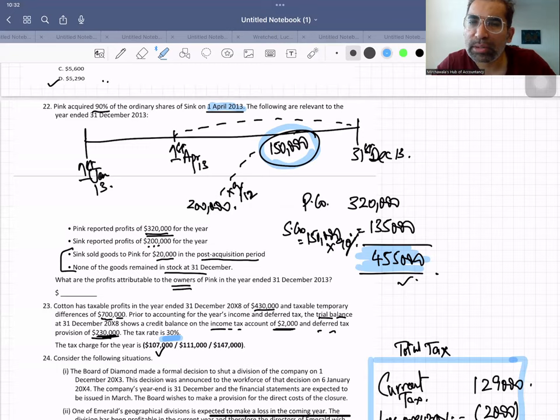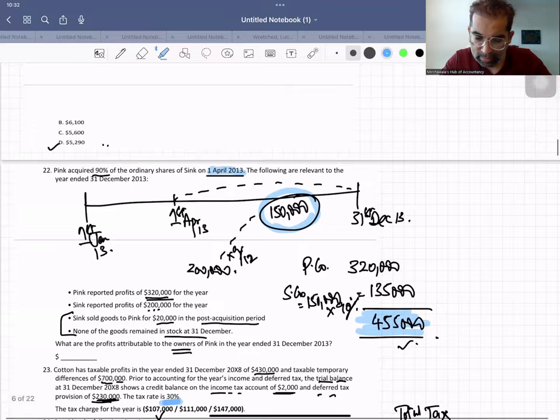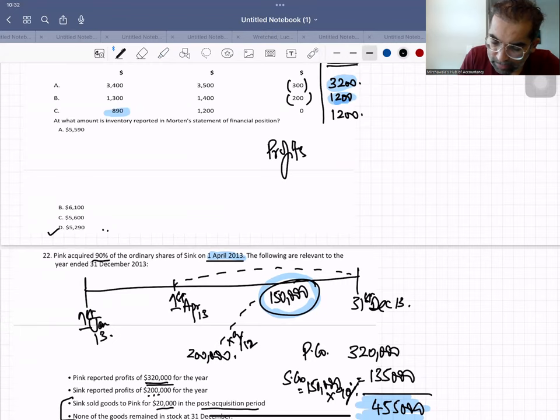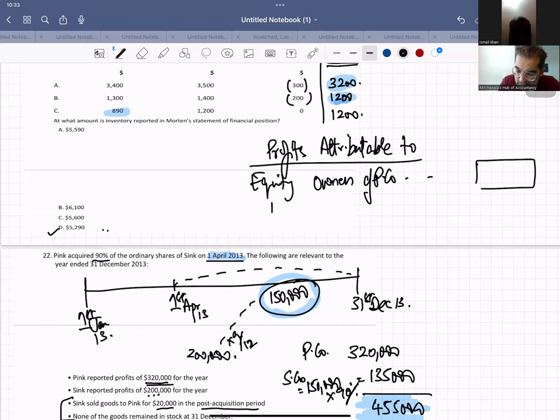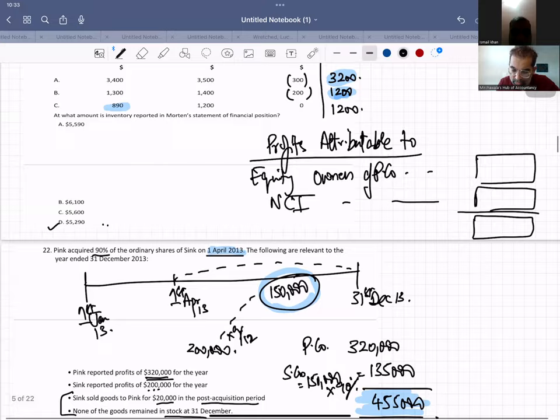And if somebody wants me to write those three lines, let me write. I can write it for you. You remember you guys used to do it like this: profits attributable to equity owners of P company, right? Then you write NCI and then you write total profit. Now wait. What is the total profit?